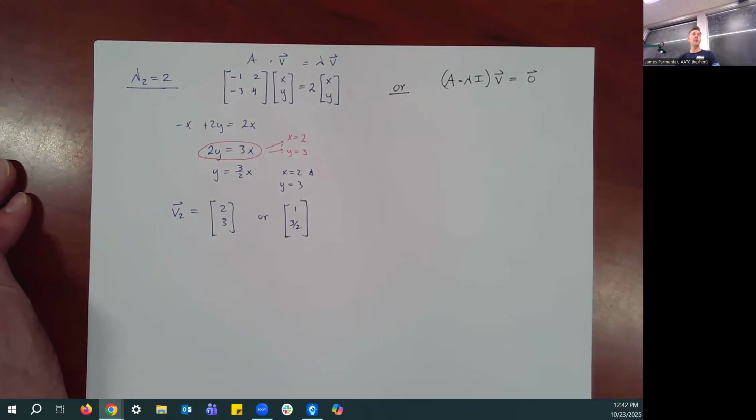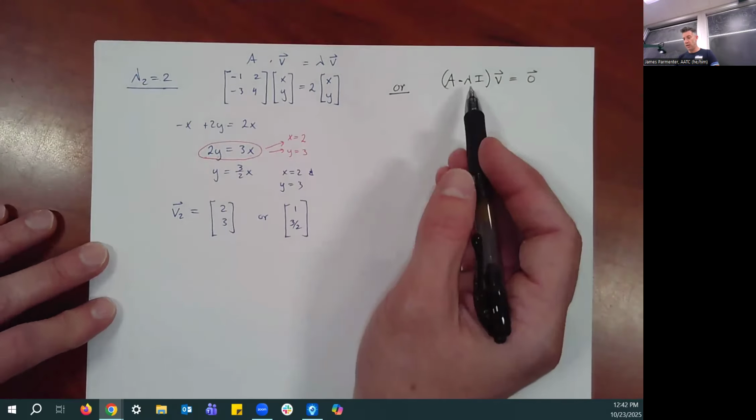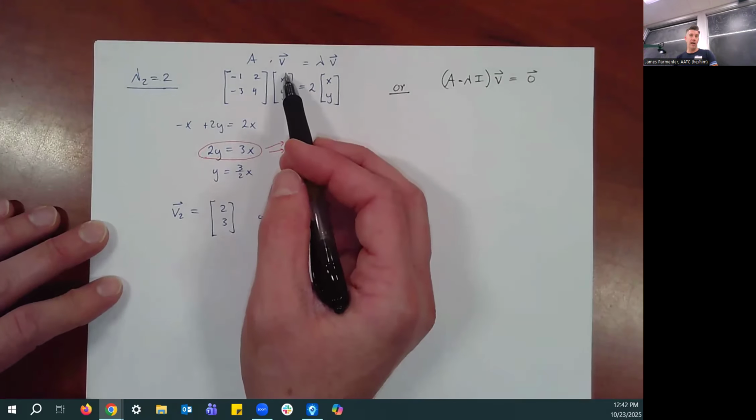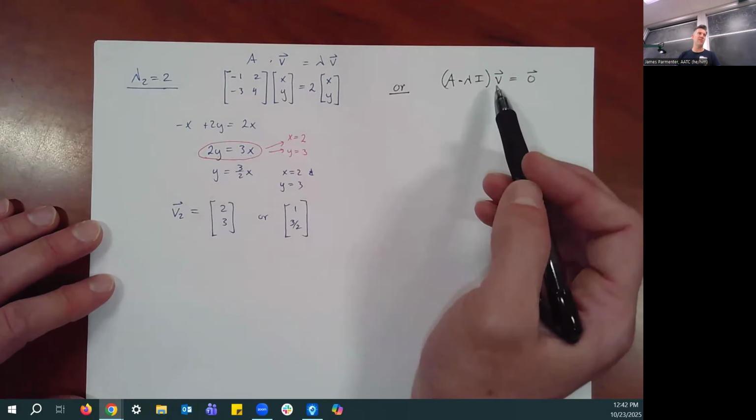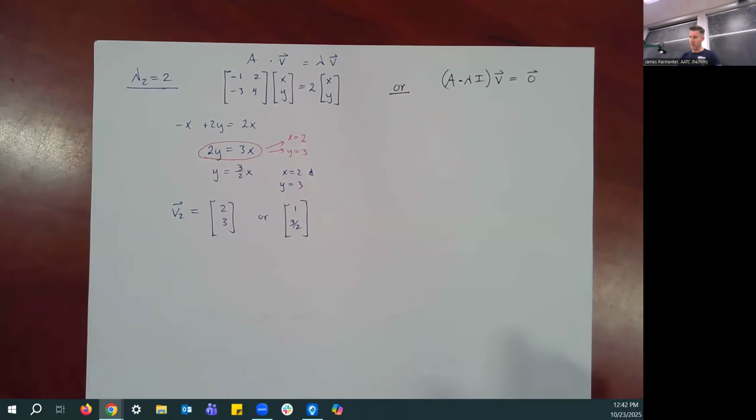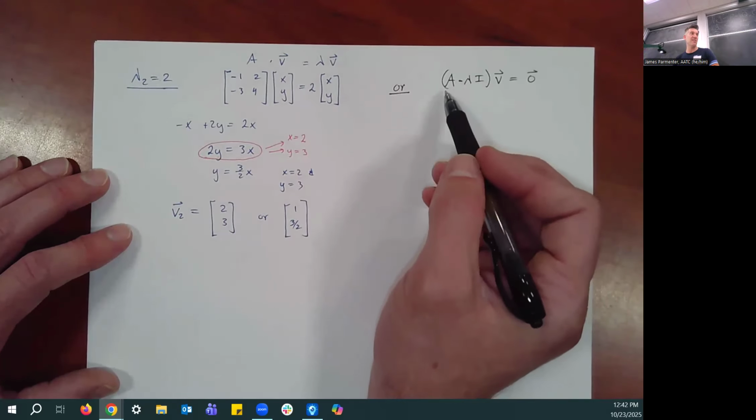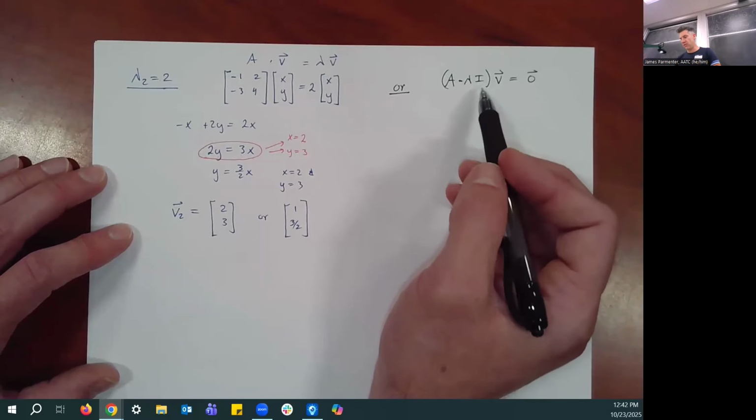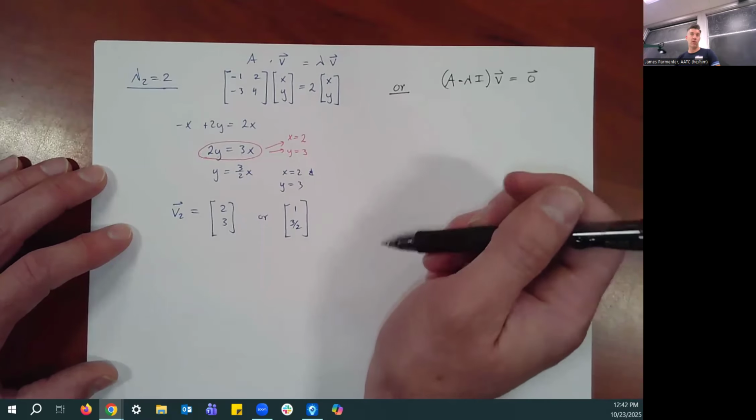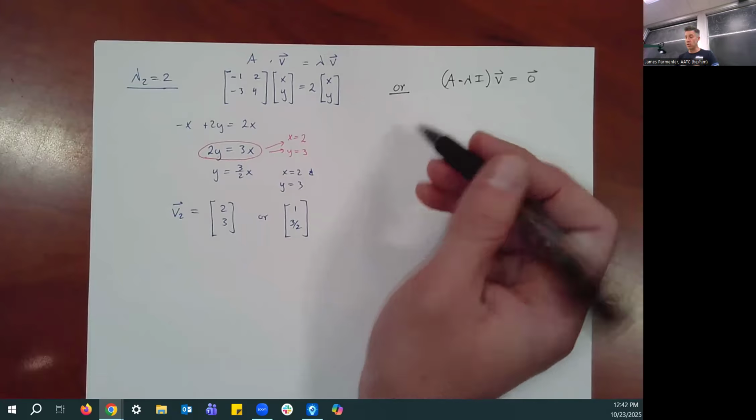And really, all you're doing to get from this equation to that equation is subtracting lambda times v from both sides, and then factoring out the v. But you can't really factor out the v and have a lambda there, because A minus lambda doesn't make sense: A is a matrix and lambda is a number. So that's why you have to throw in that 2 by 2 identity matrix to make it work. Let me show you what this looks like.